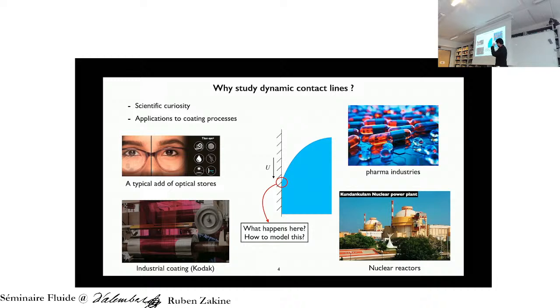For example, in our lenses, this is a typical ad of an optical store where you have coatings on lenses to make them UV resistant, or a super hydrophilic coating to make them water repellent, and then on industrial scale coatings, for example, what Kodak does. We also have applications in pharma industries where you need to coat capsules and some biocompounds, and also in nuclear reactors because nucleate boiling is used for cooling. Also for protective coating, studying this dynamic contact line is crucial.